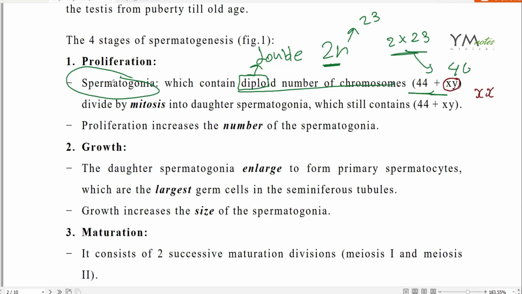Anyways, these spermatogonia divide by mitosis into daughter spermatogonia. There are 2 types of cell division. Mitosis, the parent here is identical to the daughter. They both have the diploid number of chromosomes. But in the other type of division that we are going to see in the maturation, the daughter has a haploid number of chromosomes.